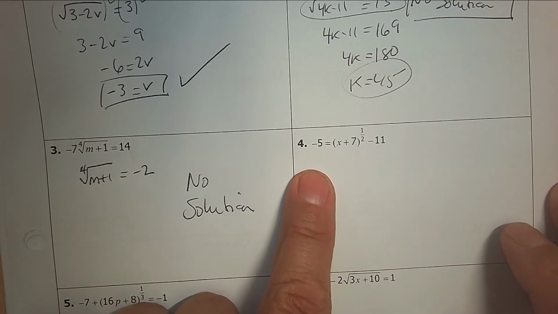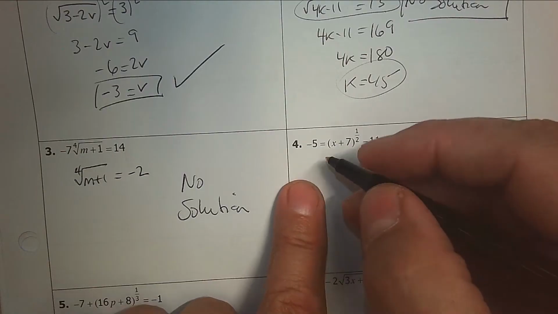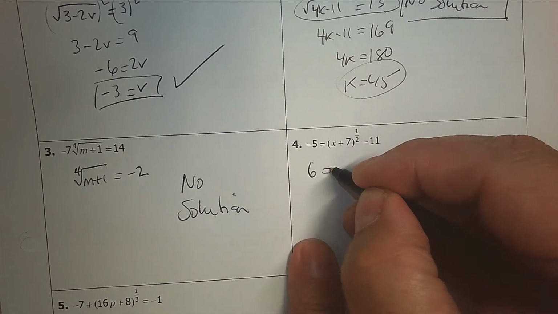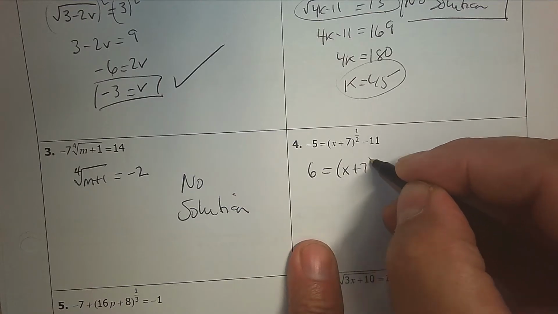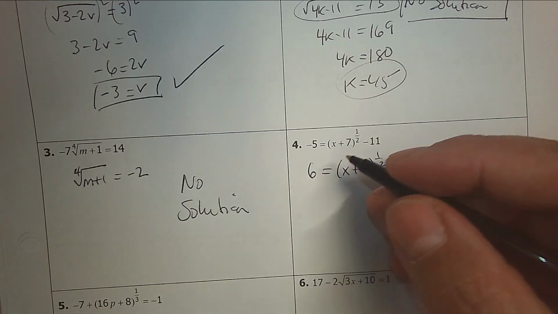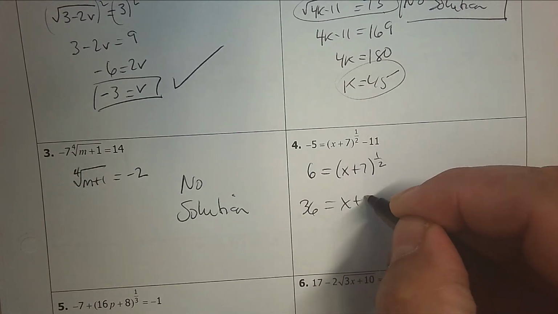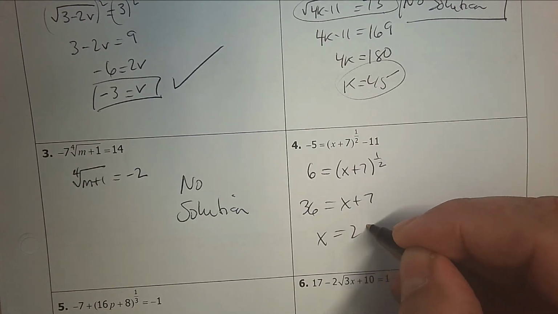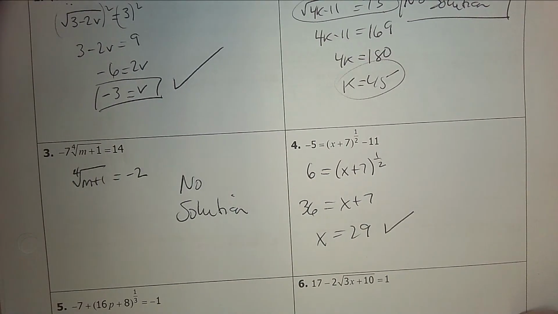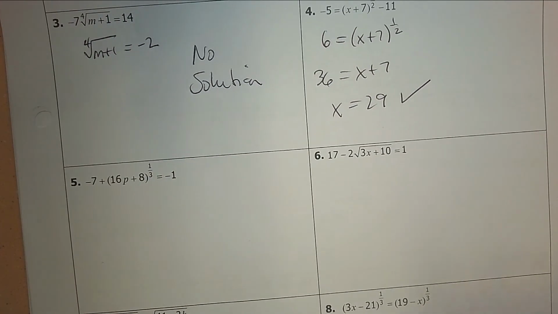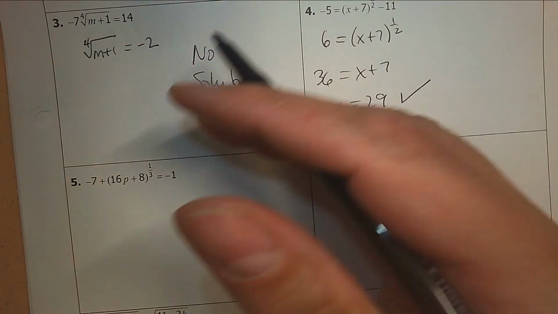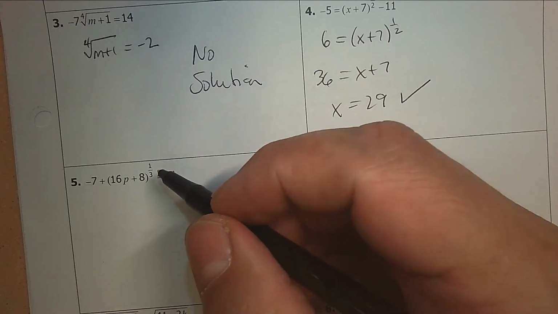Number 4, isolate the radical part. So I'm going to add 11, so I get 6. So I'm glad that it equals a positive number because the square root cannot equal negative. So we're good. Square both sides, subtract 7, and you get your answer, and that's a good solution.